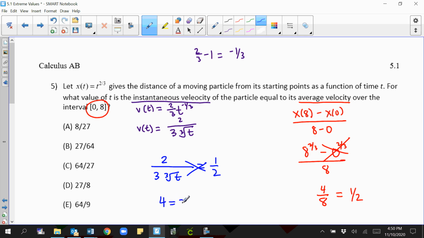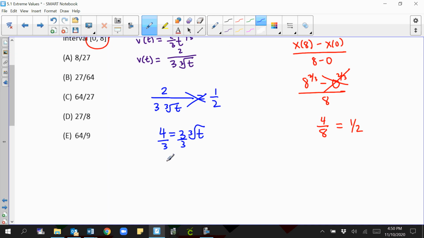So 4 is equal to 3 cubed root of t. I can divide both sides by 3. So I have 4/3 is equal to the cubed root of t. And I can cube both sides to get rid of that cubed root. So 4 cubed is 64, and 3 cubed is 27. So I'm looking at 64 over 27, which is C.